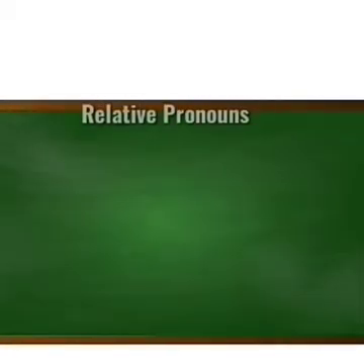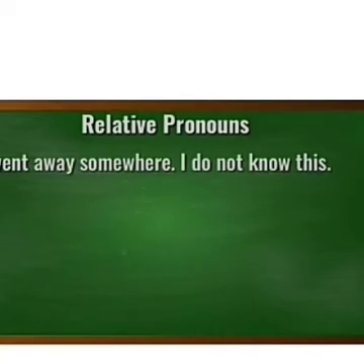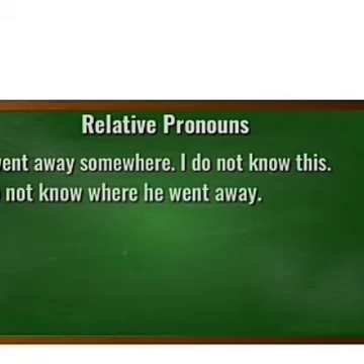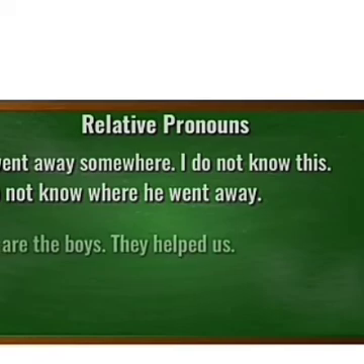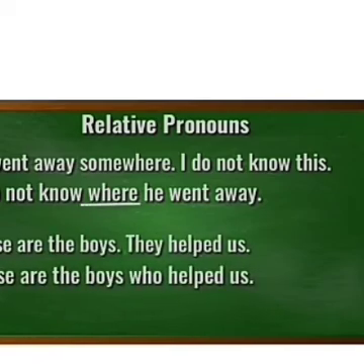The next part is the relative pronoun again. He went away somewhere. I do not know this. This is the place again. I do not know where he went away. You have joined these two sentences by using "where". Now, these are the boys. They helped us. These are the boys who helped us. So "who" stands for the boy. "Where" stands for the place. So who, which, that, these all are relatives.